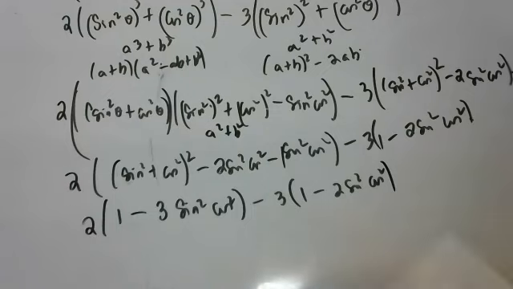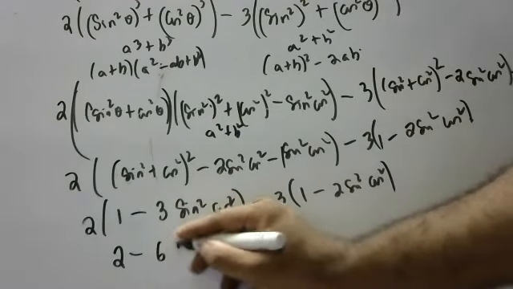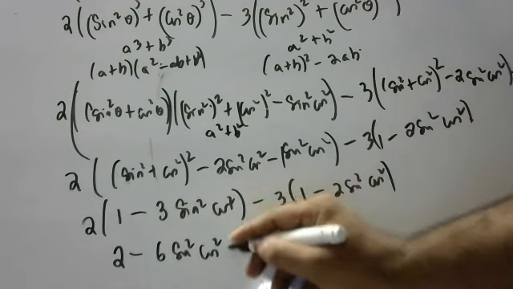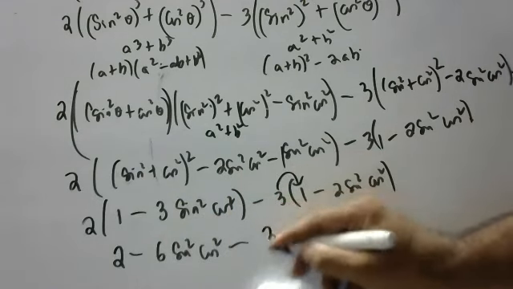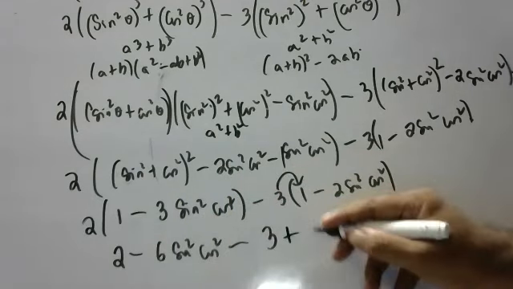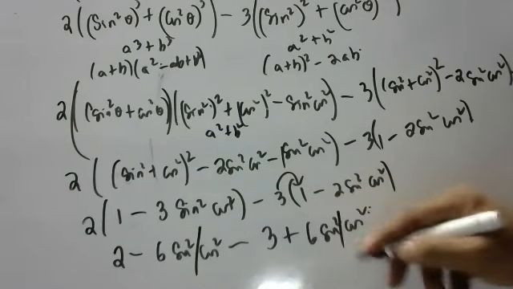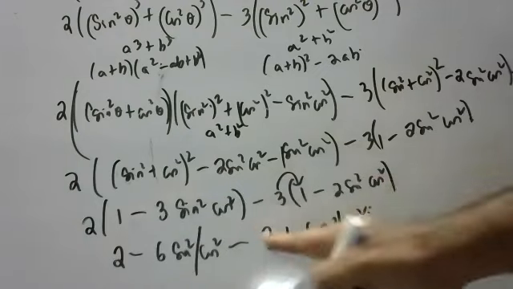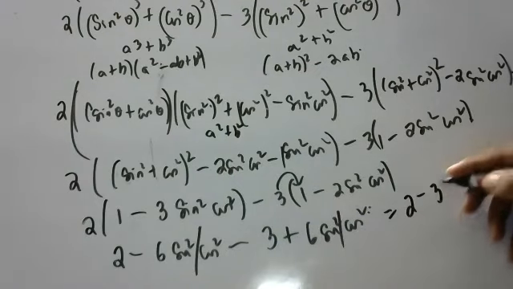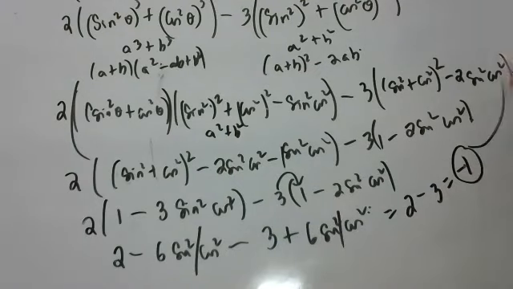Chalo, children, last step. 2 ones are 2. 2 threes are minus 6 sine square cos square. 3 ones are 3. Minus into minus, plus 6 sine square cos square. This gone. What is left out? 2 minus 1, 3. Minus 2 into 1, minus 3 is minus 1. Hence 2. That's it, children. See how nice sums are.